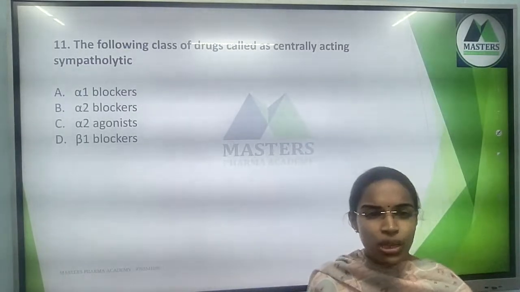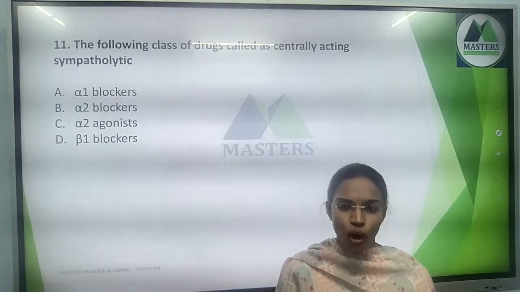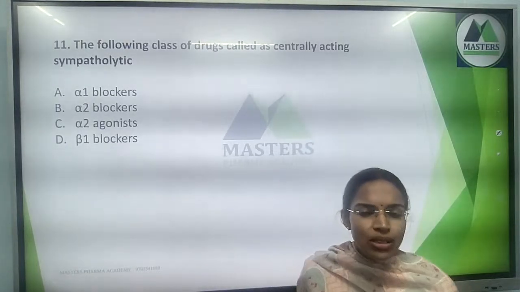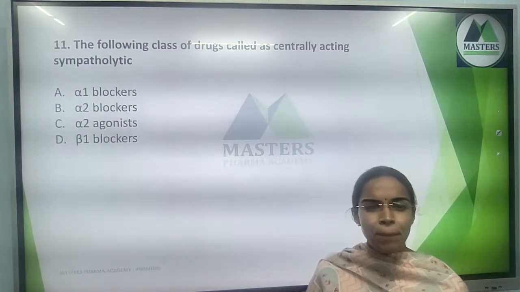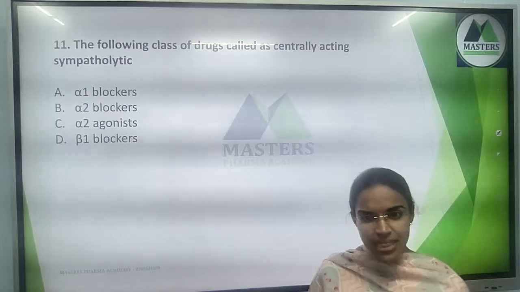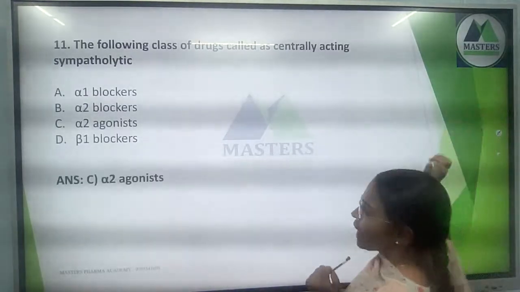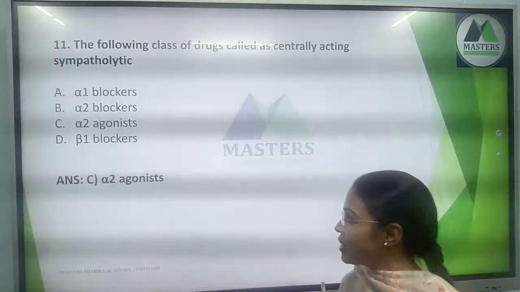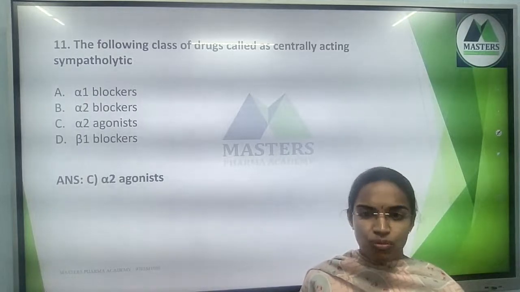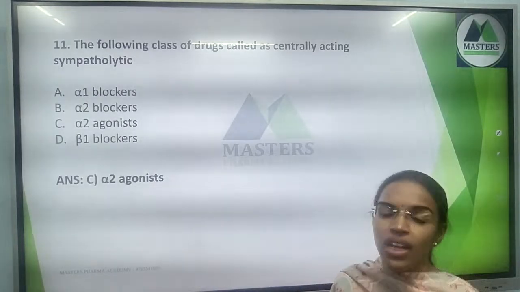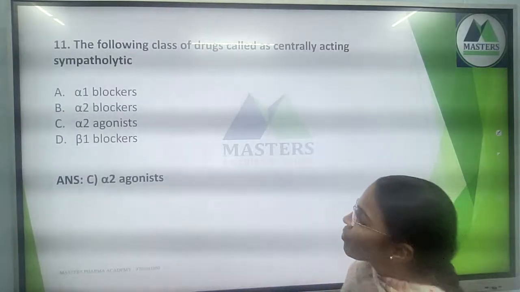Option A, alpha 1 blockers; option B, alpha 2 blockers; option C, alpha 2 agonists; and option D, beta 1 blockers. So what is the right answer? Centrally acting sympatholytic agents. The right answer is option C, alpha 2 agonists. Yes, even with examples, very good. It is clonidine.